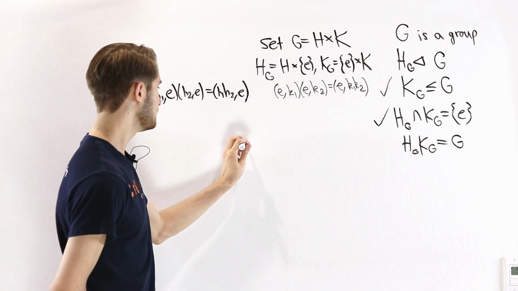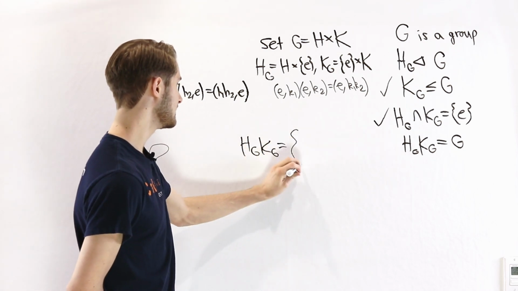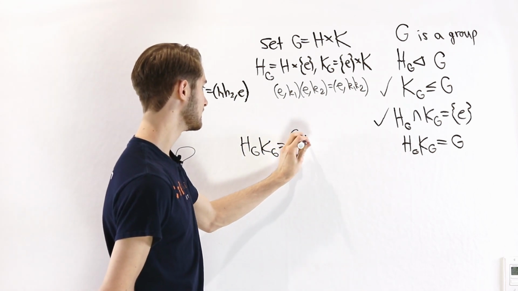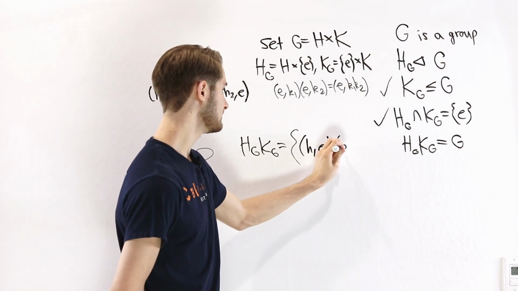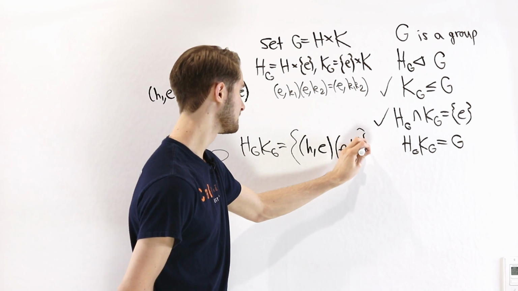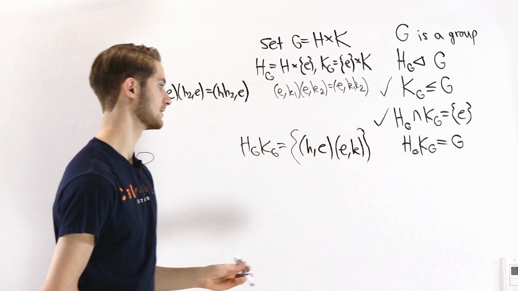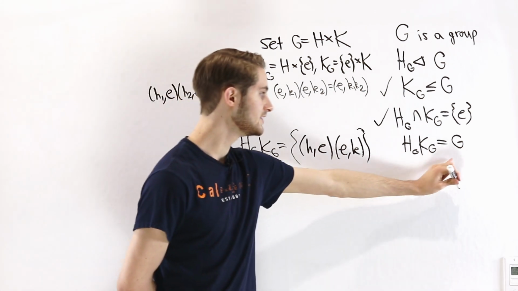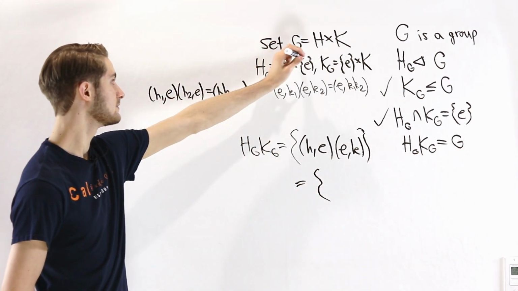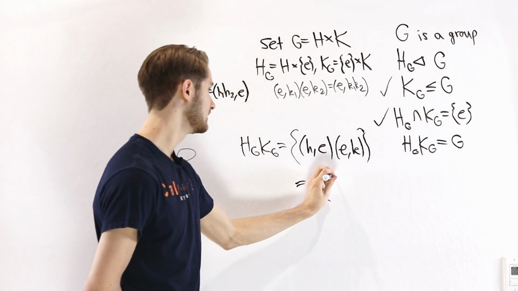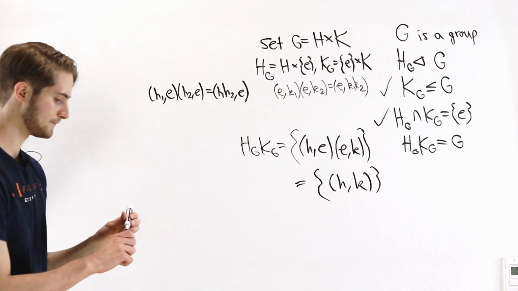To recap, if we want H times K, this set is the same as the set of elements of the form (H, E), that's our first subgroup, times (E, K). So this is an element from the first subgroup times an element of the second subgroup. Now we want this to equal the entire group G. Remember that the group is given by the set H cross K. So that's the set of elements of the form (H, K).